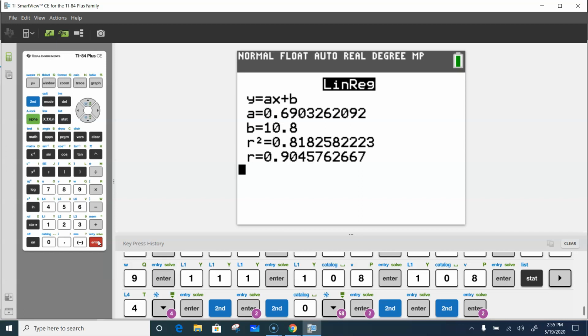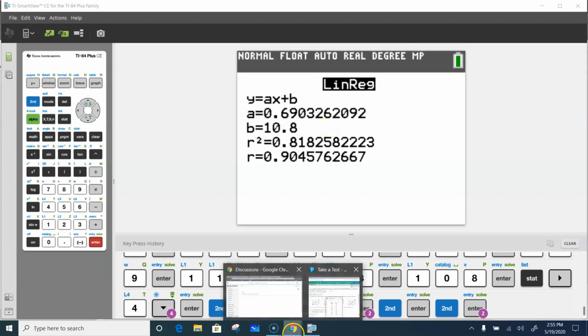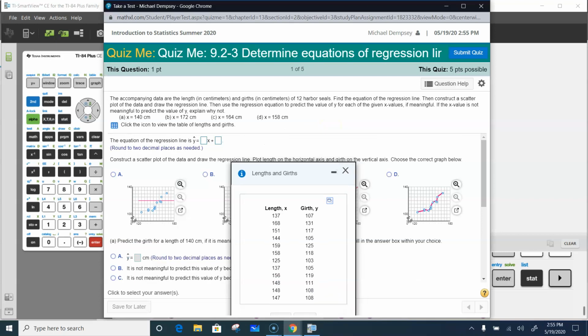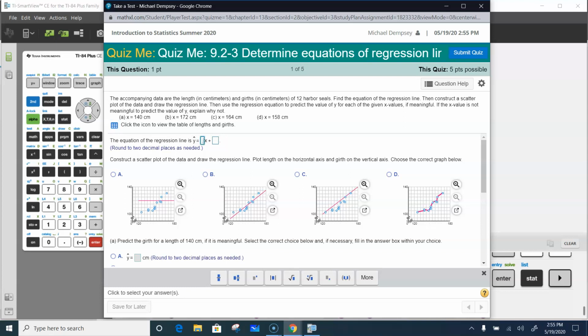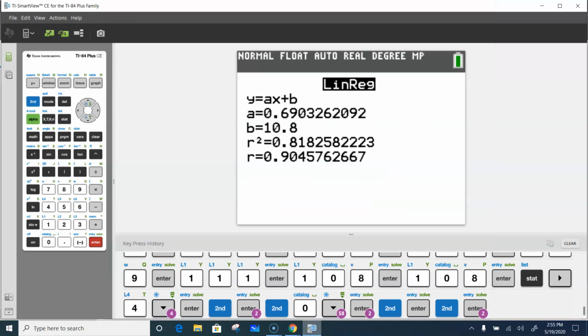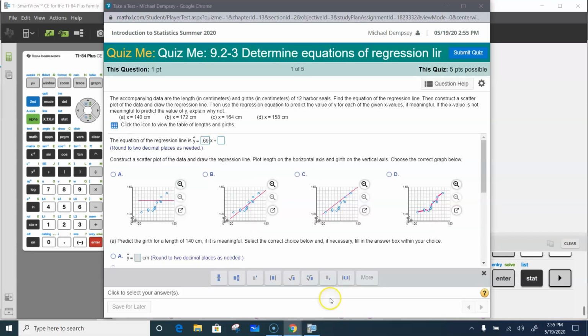Okay, so I need the least squares equation line, so that's my slope, 0.69. Let's see how many decimal places they want for that. 2, perfect. So that'll be 0.69. Fits nicely. And then what was my y-intercept? 10.8. So again, if I entered a number wrong in my list, that's going to be wrong. But we want to see which one of these scatter plots matches that.